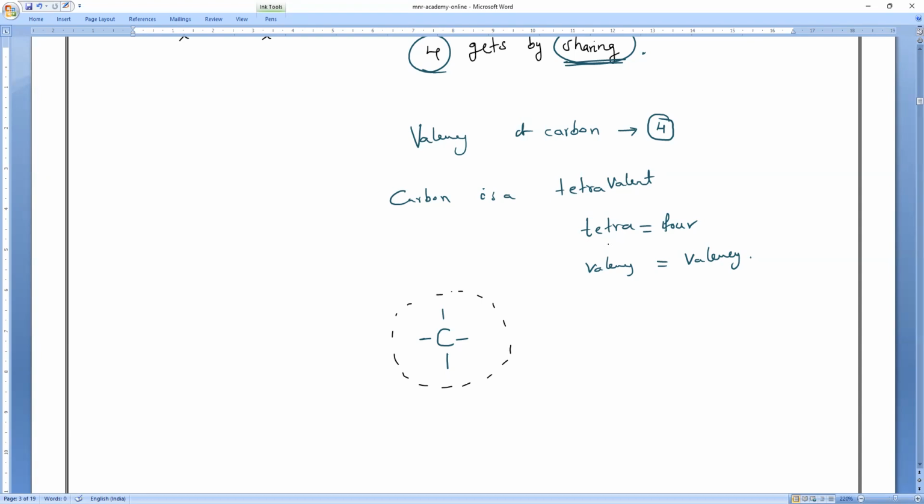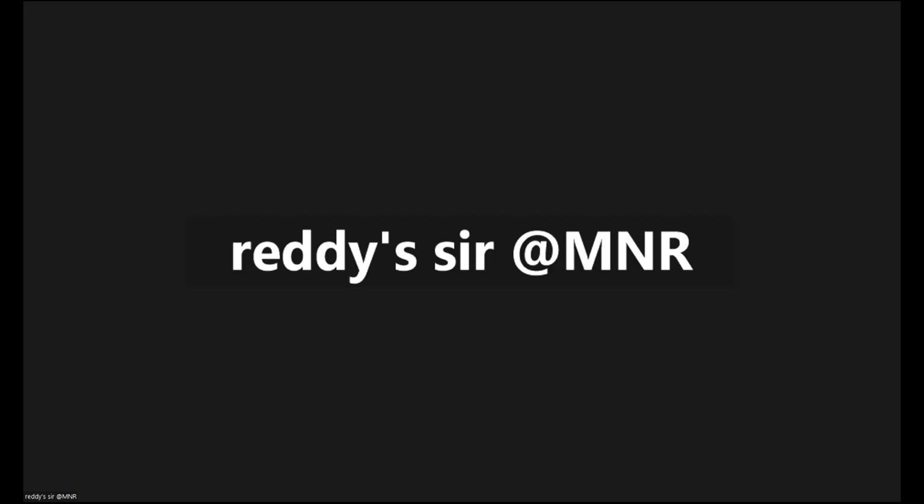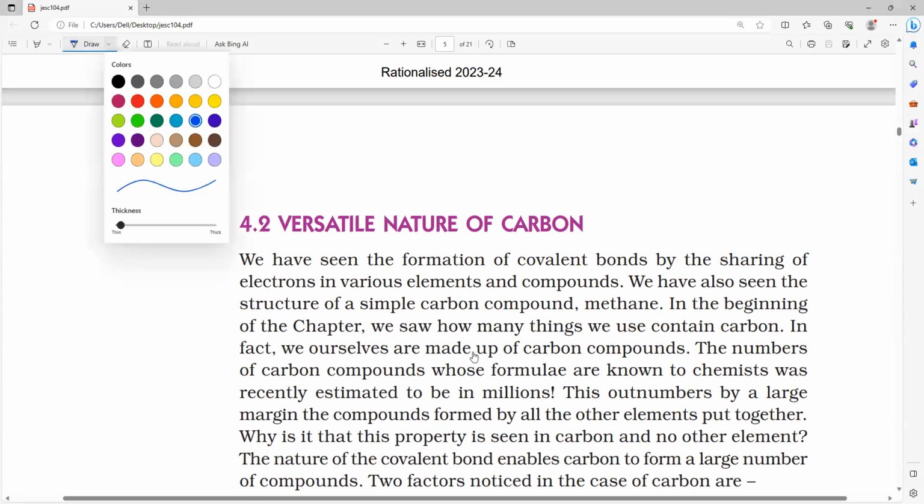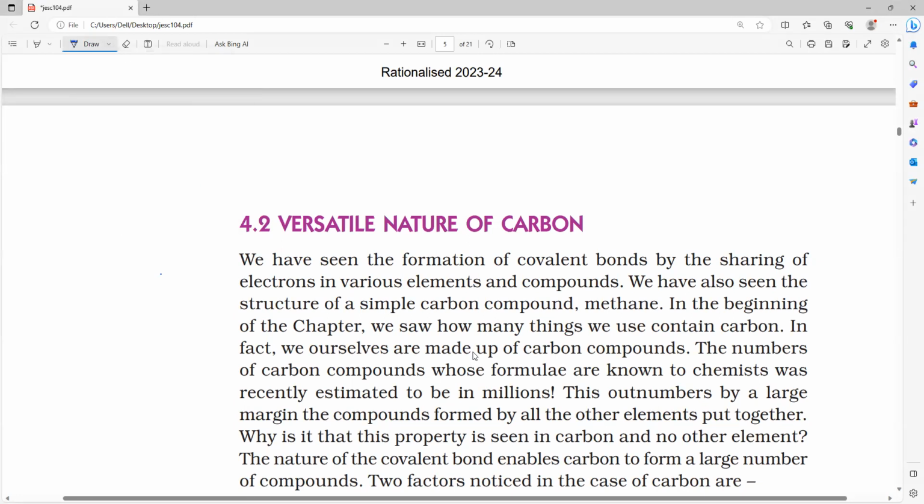Self-combination. Self-combination is an extremely important property. This book itself I am showing you, so you can write it. That is what we are studying: the versatile nature of carbon. This is extremely important. We'll jump directly into the main concepts, because I don't want to waste time on the theoretical part. You should study the versatile nature of carbon.